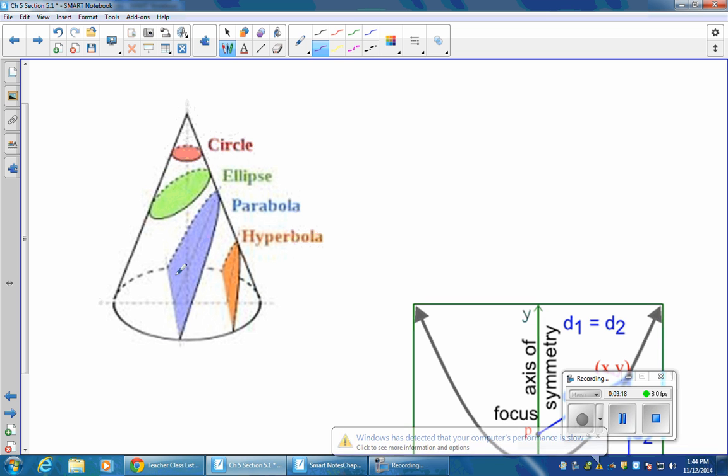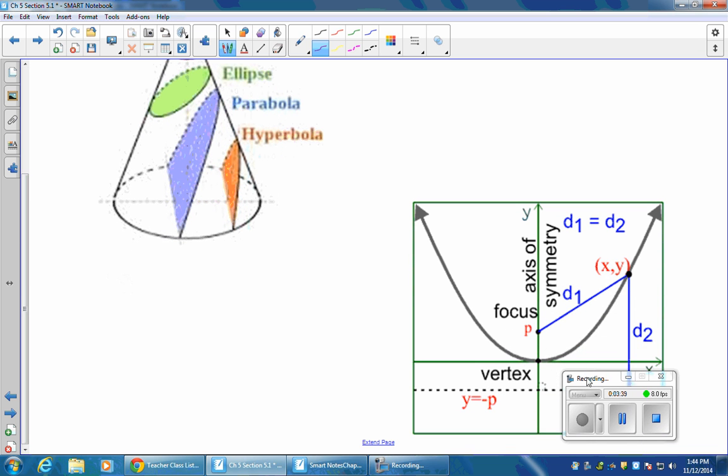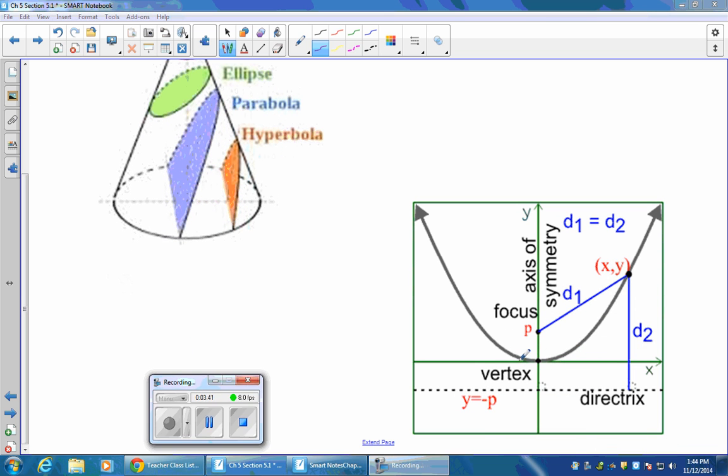If you cut it through where it touches the base at an angle, there's your parabola. And the hyperbola, it's hard to see the difference between the parabola and the hyperbola. The hyperbola actually will cut through on 2 cones, but it's more perpendicular to the base, where the parabola is at an angle. So since we're talking about quadratics, which are parabolas, let's look at the idea of defining it.